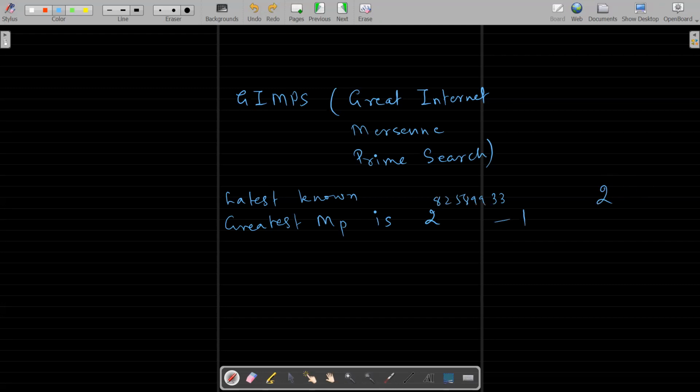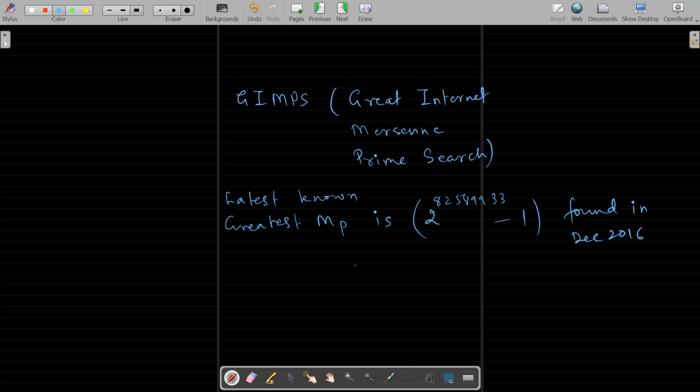So that's the greatest known Mersenne prime, and it was found in December 2016 through this project called GIMPS, Great Internet Mersenne Prime Search. It's a group of people, and they join together to work on the search for Mersenne primes.